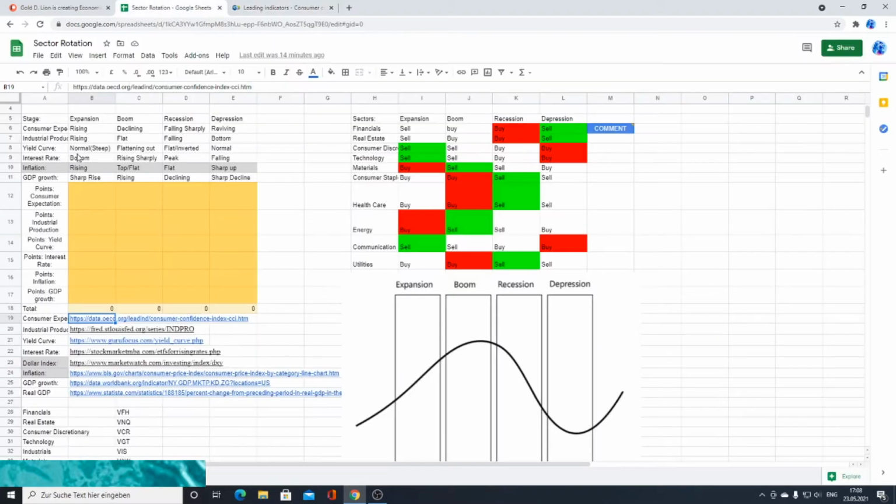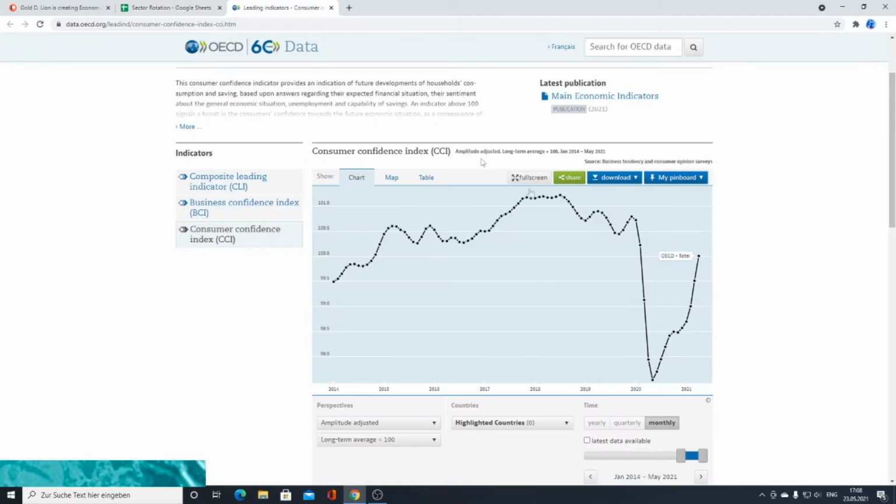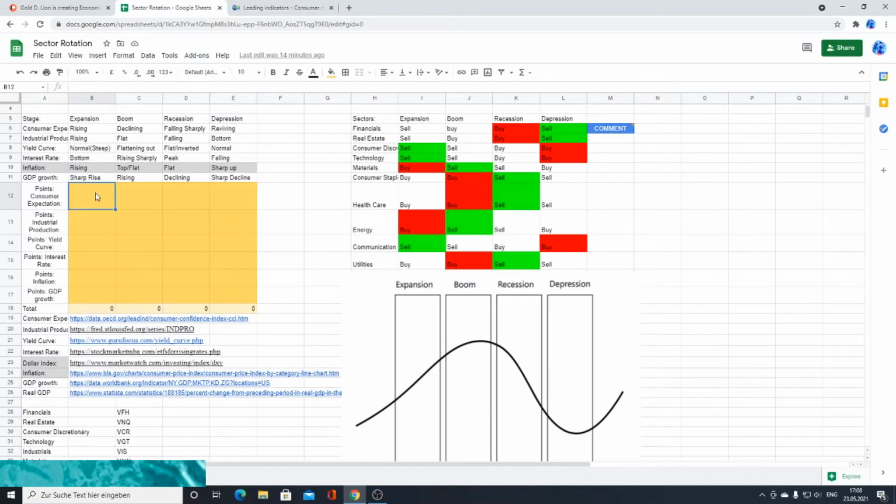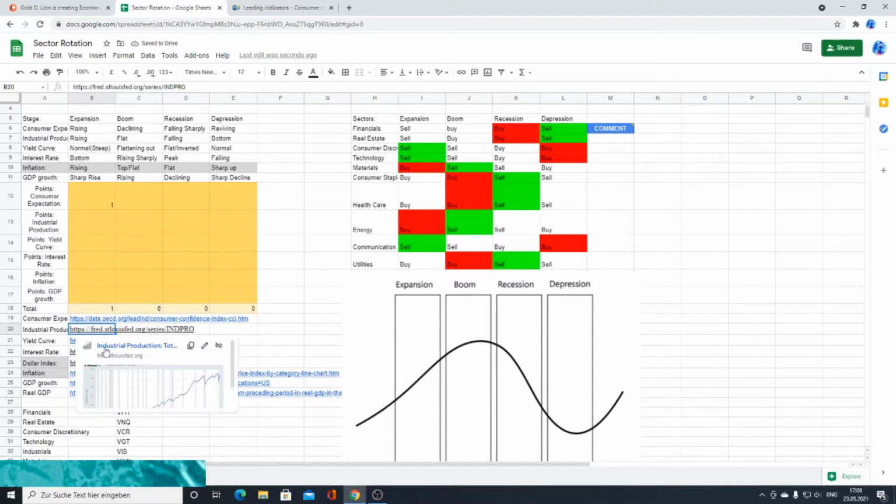So when we go back to our sheet, is it rising? Is it declining? Is it falling sharply, or is it reviving? Well, I would say it's not reviving anymore. I would say it is rising. So we give 1 point here for consumer expectation. Let's move on to industrial production.